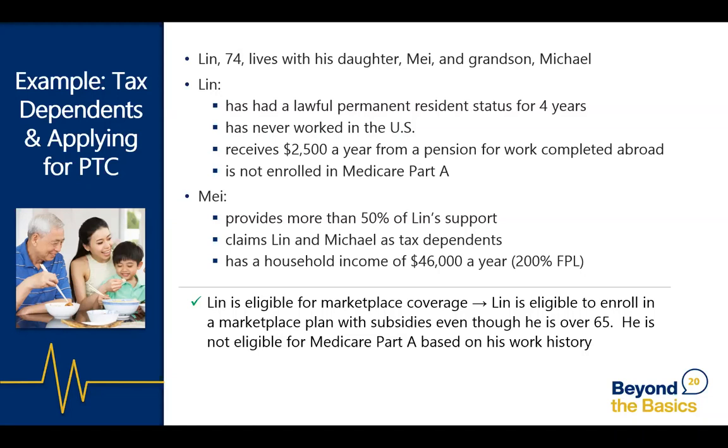May provides more than 50% of Lynn's support and claims Lynn, her father, and Michael, her son, as tax dependents. The household income is $46,000 a year, which is 200% of the federal poverty line. Lynn is eligible for marketplace coverage. He is eligible to enroll in a marketplace plan with subsidies, even though he's over 65. He's not eligible for Medicare Part A without a premium based off of his work history. Next slide, please.